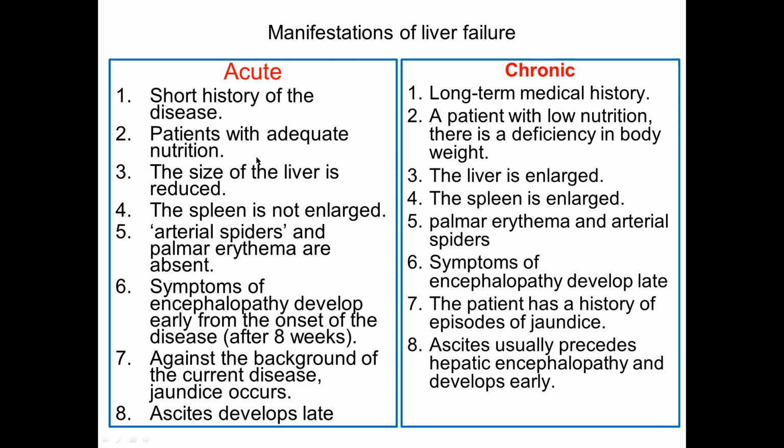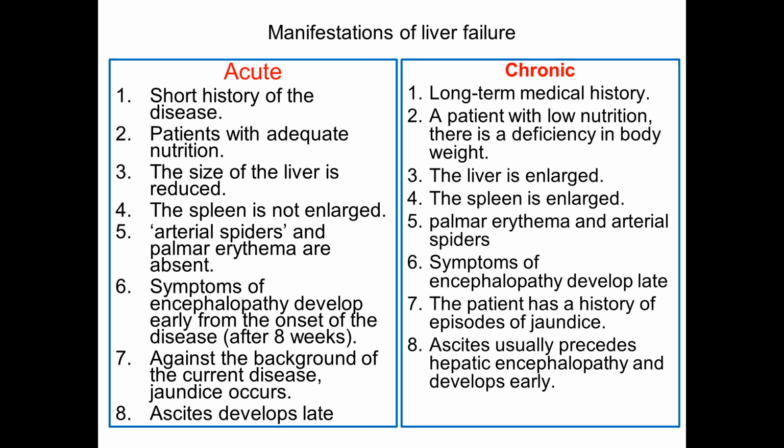by this picture: patients with adequate nutrition, size of liver is reduced, spleen is not enlarged, arterial spiders and palmar erythema are absent, symptoms of encephalopathy develop early from the onset of disease. Against the background of the current disease, jaundice occurs and ascites develops late. In chronic, the patient has low nutrition, there is a deficiency in body weight because of decreasing synthetic function of the liver, and liver is enlarged and spleen is enlarged, palmar erythema and arterial spiders are present. Symptoms of encephalopathy develop late.